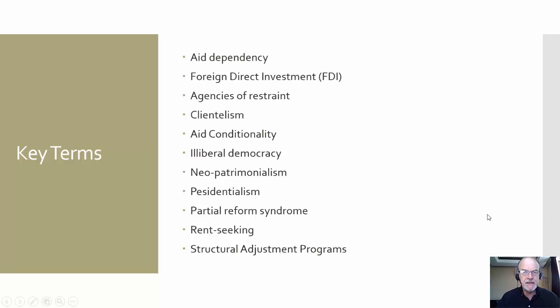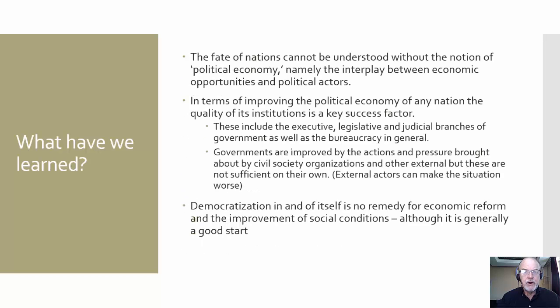So we have aid dependency, foreign direct investment, what Professor Paul Collier calls agencies of restraint, clientelism, aid conditionality, illiberal democracy, neo-patrimonialism, presidentialism, sorry there's a typo there, partial reform syndrome, rent-seeking, and structural adjustment programs. I'm not going to go over each one of these now, but I suggest you look back in the reading and be able to address these. So, what have we learned so far?